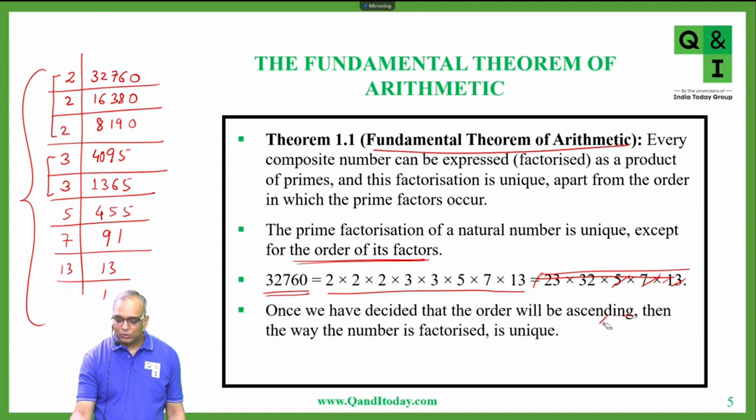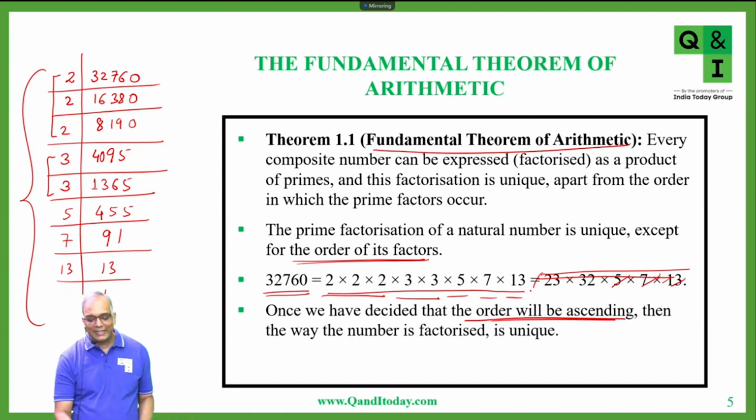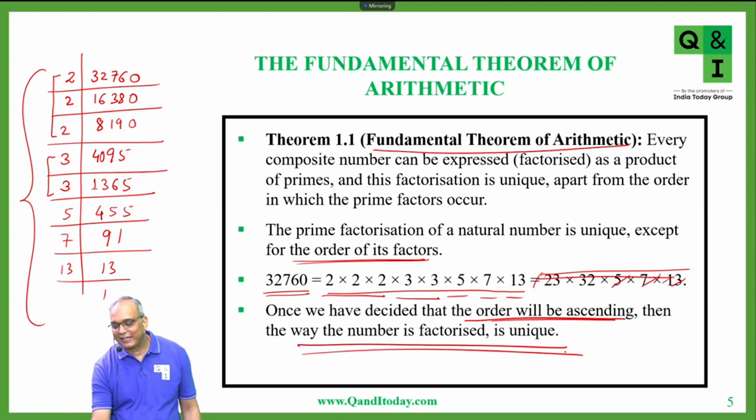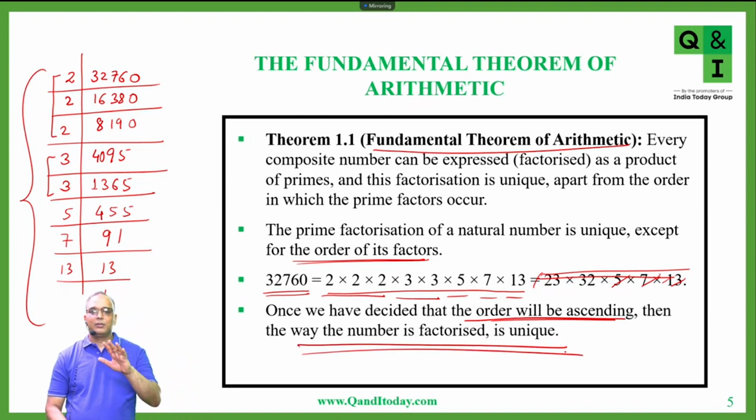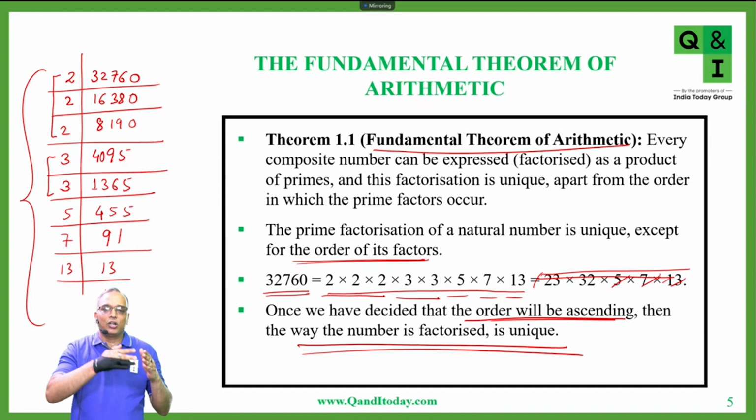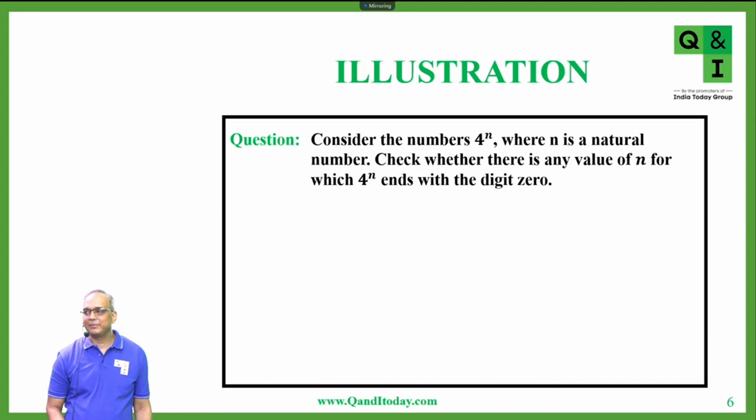Right? So once we have decided the order, let's say we decide that order will be ascending as we did here, we did 2 first, we took 3 after that, and then 5, 7 and 13. So if the order is ascending, then the way the number is factorized will be unique. Then in that case, we say that once the order is fixed, then it is a unique factorization. So that is what is the fundamental theorem of arithmetic.